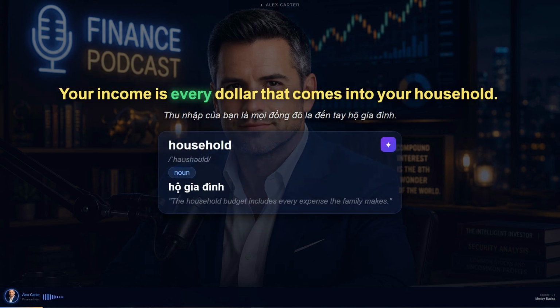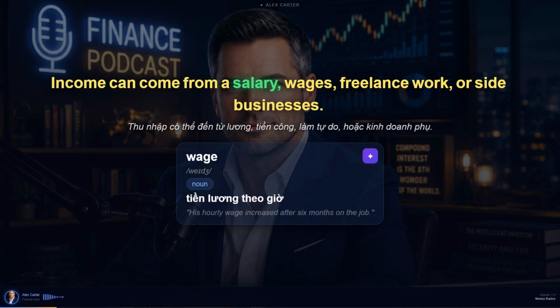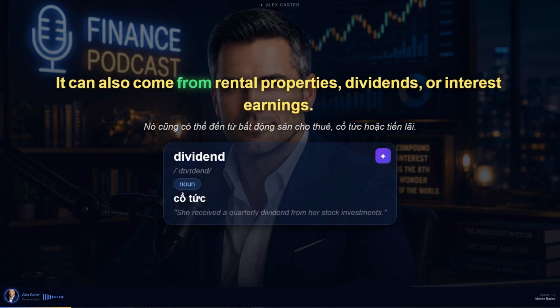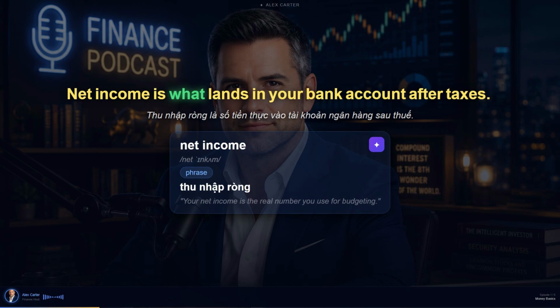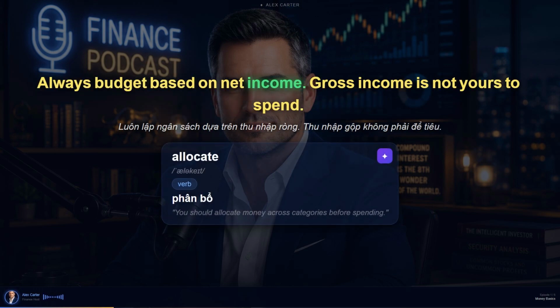Your income is every dollar that comes into your household. Income can come from a salary, wages, freelance work, or side businesses. It can also come from rental properties, dividends, or interest earnings. Gross income is your total earnings before any taxes or deductions. Net income is what lands in your bank account after taxes. Always budget based on net income. Gross income is not yours to spend.